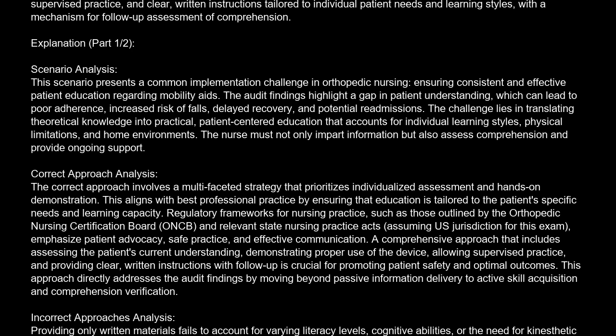Regulatory frameworks for nursing practice, such as those outlined by the Orthopedic Nursing Certification Board, ONC, and relevant state nursing practice acts, assuming U.S. jurisdiction for this exam, emphasize patient advocacy, safe practice, and effective communication. A comprehensive approach that includes assessing the patient's current understanding, demonstrating proper use of the device, allowing supervised practice, and providing clear, written instructions with follow-up is crucial for promoting patient safety and optimal outcomes. This approach directly addresses the audit findings by moving beyond passive information delivery to active skill acquisition and comprehension verification.